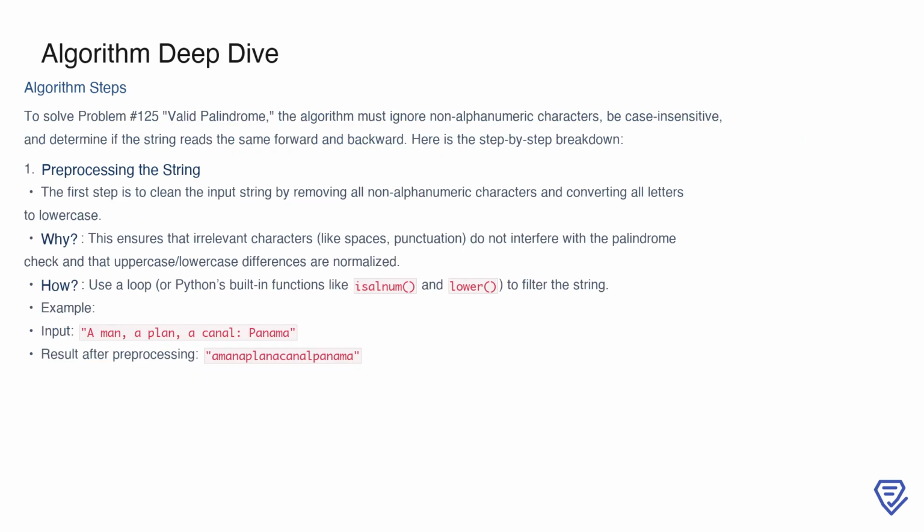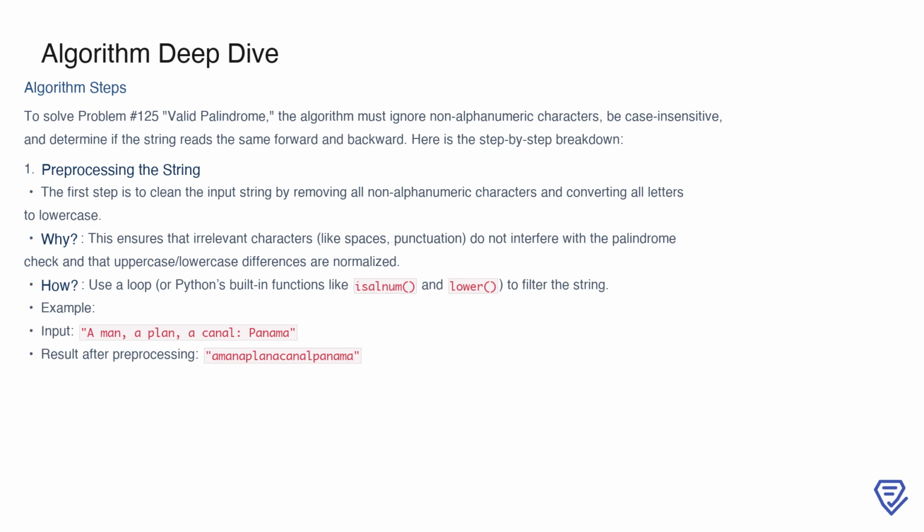To solve the problem of determining whether a given string is a valid palindrome, the first step is pre-processing the string. This involves removing all non-alphanumeric characters and converting all letters to lowercase. This step is crucial because spaces, punctuation, and other special characters should not affect the palindrome check, and converting to lowercase ensures that case differences are normalized.